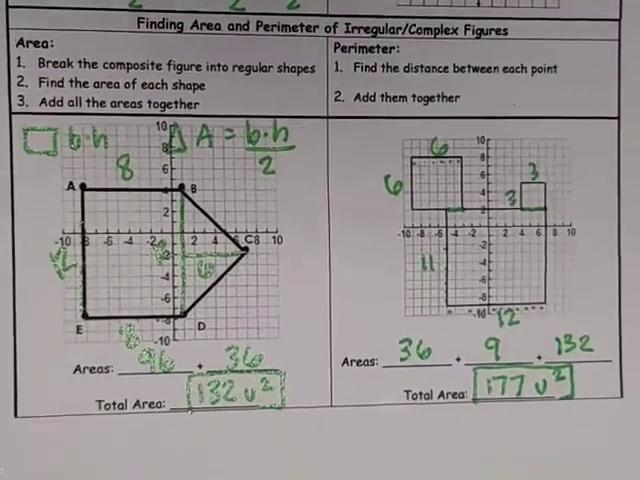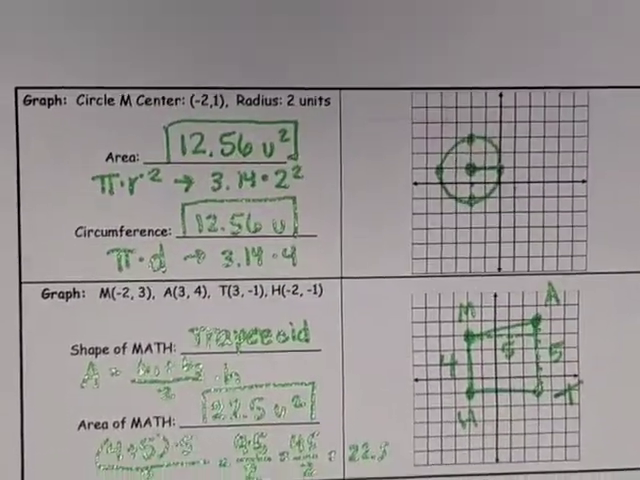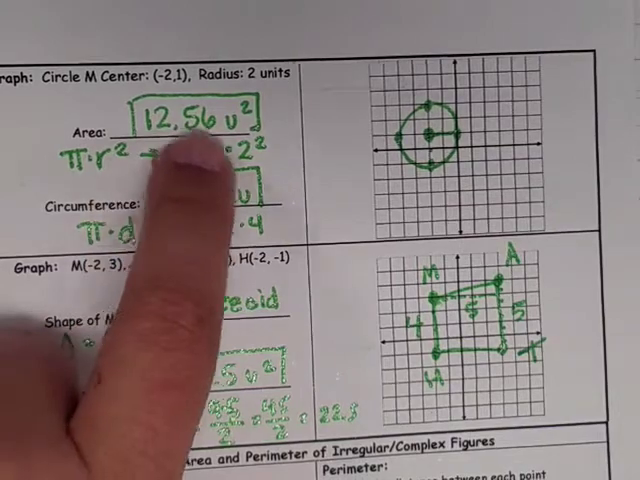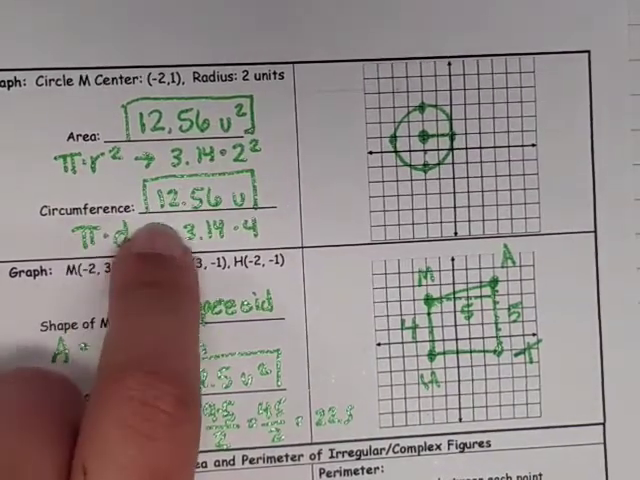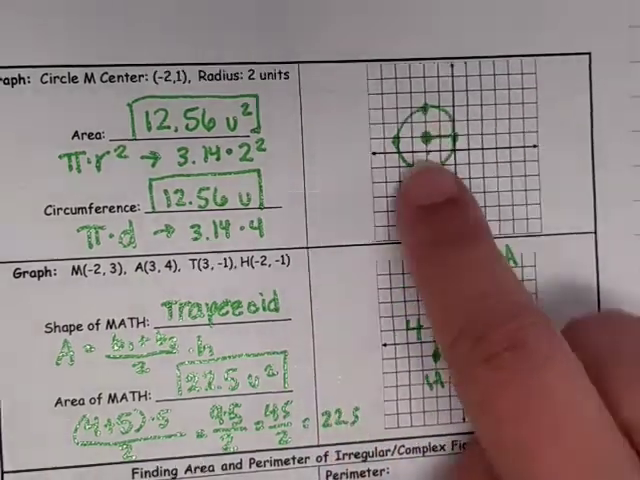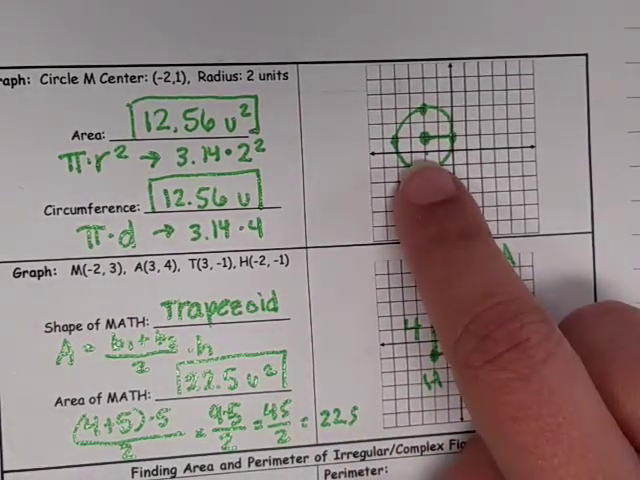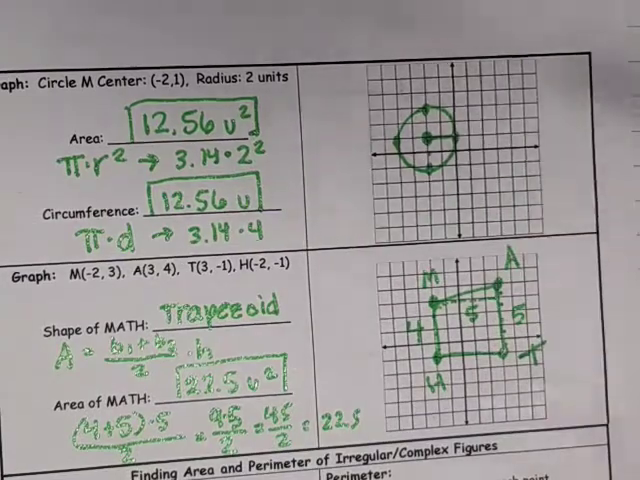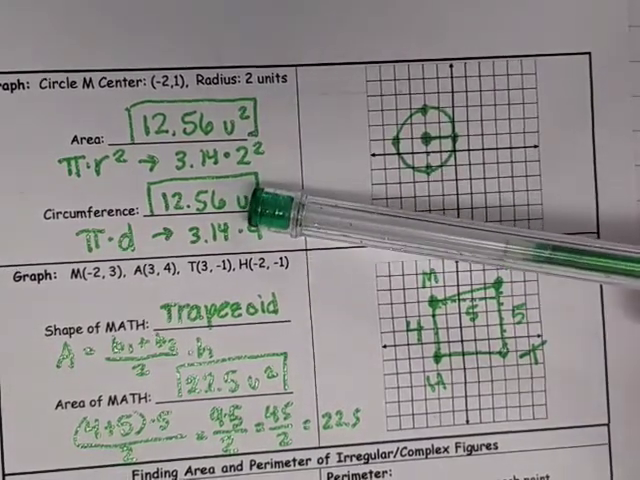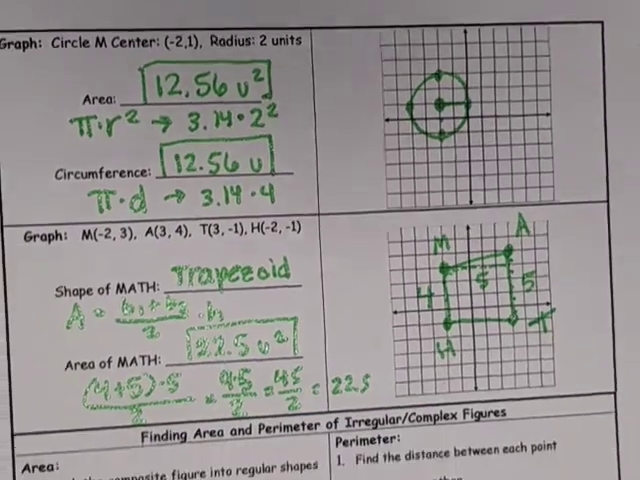All right, here are the answers for the right side of your notes. So for the circle, the area was 12.56 units squared, and the circumference was also 12.56 units. This is actually a special circle. It's the only circle where the area and the circumference are identical. Please make sure that for area you put units squared, and then for circumference you only put units.